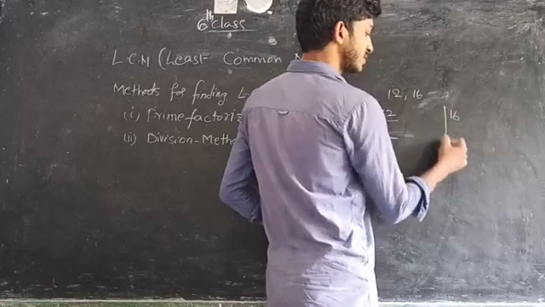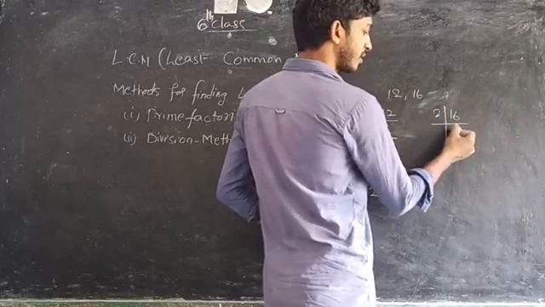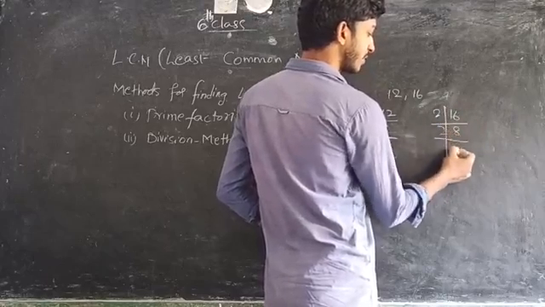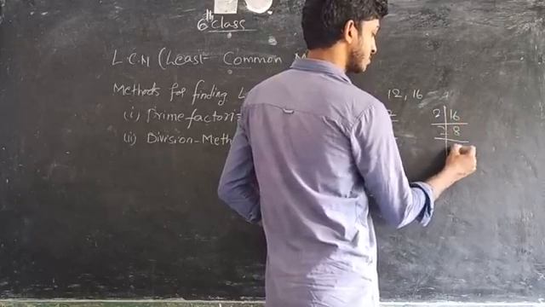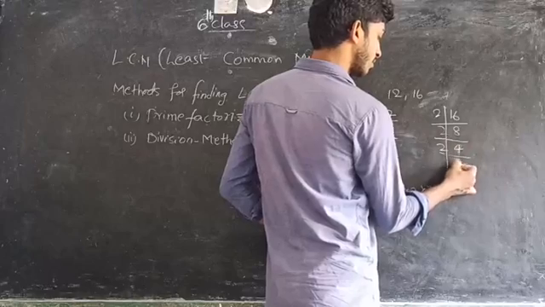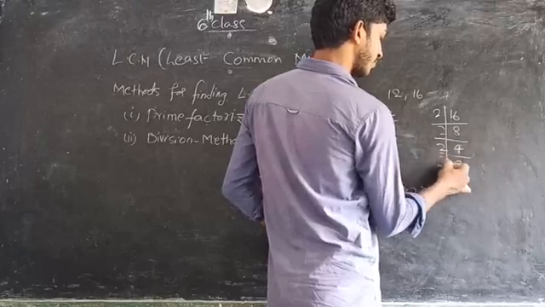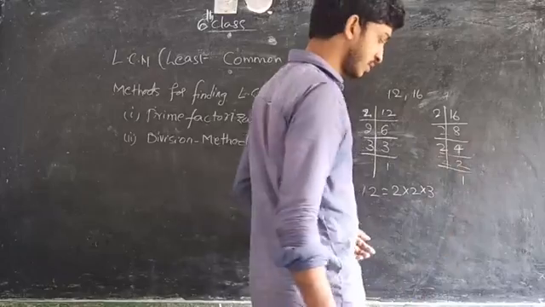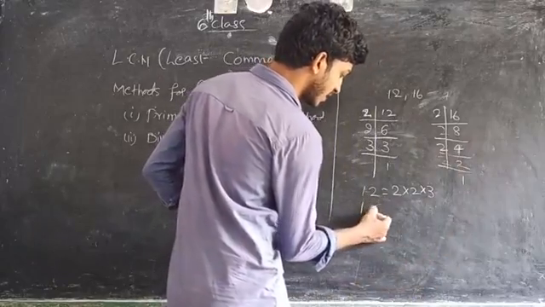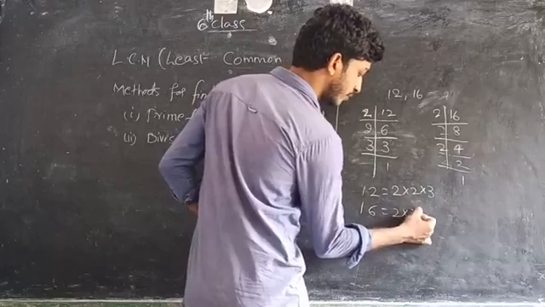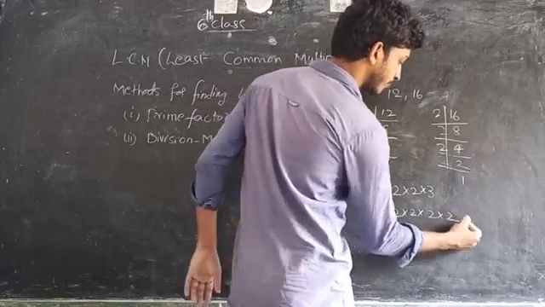Now I am taking 16. I am taking the 2 table. It is 8 times. Again 2 table, it is 4 times. 2 table, 2 times, and 2 table, 1 time. So what are the factors of 16 here? 2 into 2 into 2 into 2.